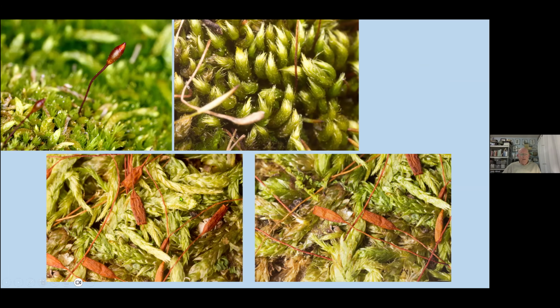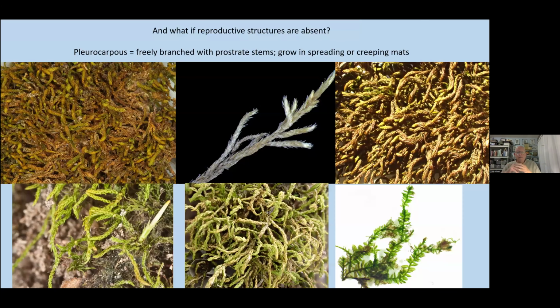Here you have a bunch of stems, and here you have a bunch of seta and capsules and a bunch of stems. So your first guess is, boy, those are going to be attached somewhere down laterally, none of them at the tip. And we see the same thing there. Well, if we don't have reproductive structures in a pleurocarpous moss, they generally are freely branched. They form mats, spread out, prostrate stems.